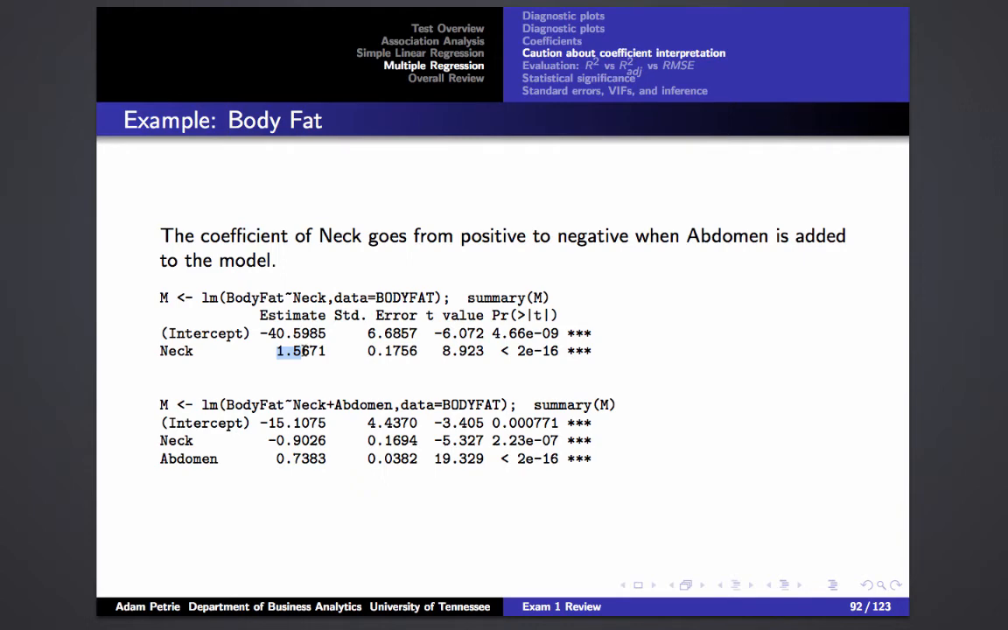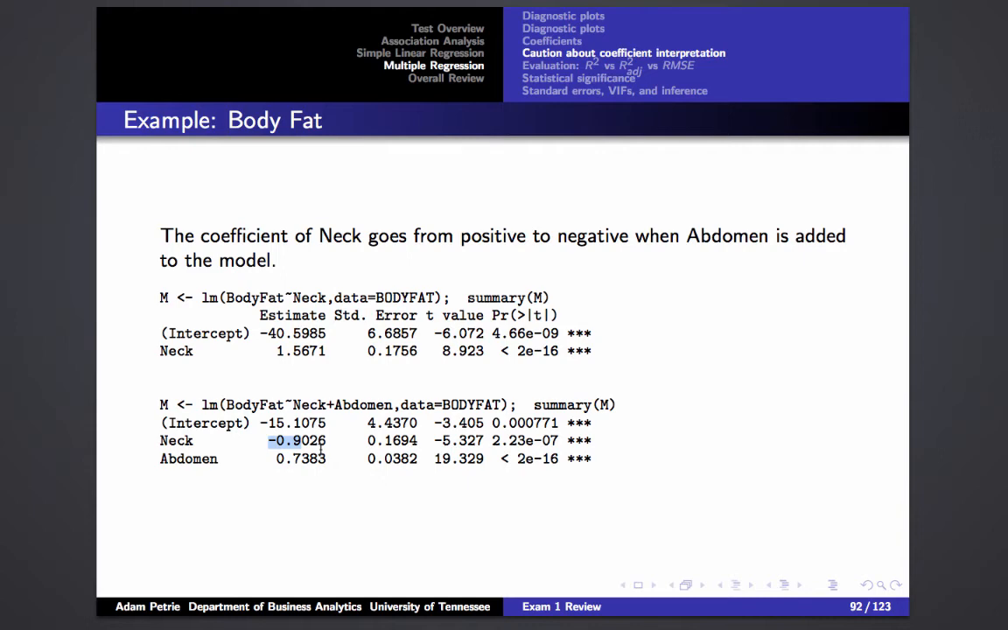All right, well, if we predict it from neck and abdomen, the coefficient is model dependent. Now all of a sudden the coefficient is negative. Two individuals that differ in neck circumference by 1 centimeter, but who have identical abdomen circumferences, are expected to differ in body fat percentages by 0.9%, with the person with the thicker neck having the smaller body fat percentage. Seems counterintuitive because we know that typically people with thicker necks tend to be heavier and have more body fat.